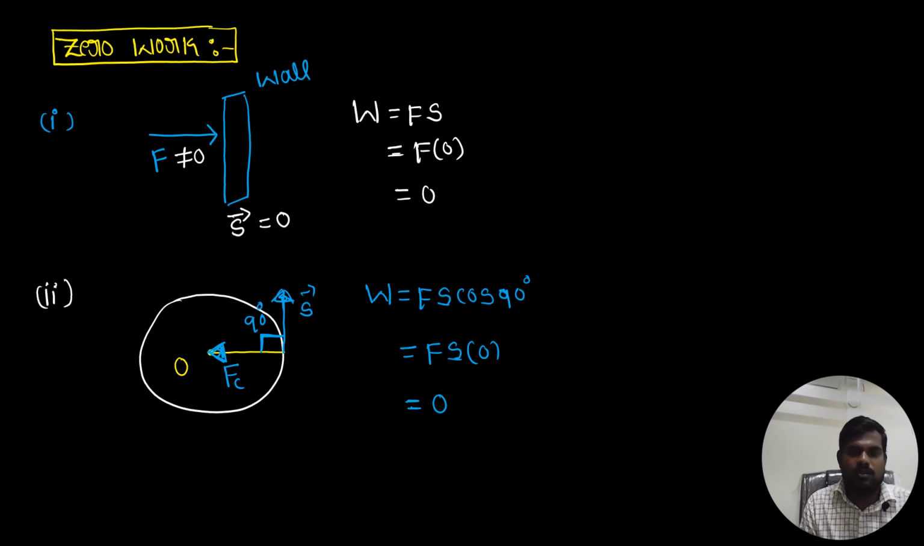So these are the examples I gave, two examples each for positive, negative and zero work, and I explained what positive work, negative work and zero work are. Okay.